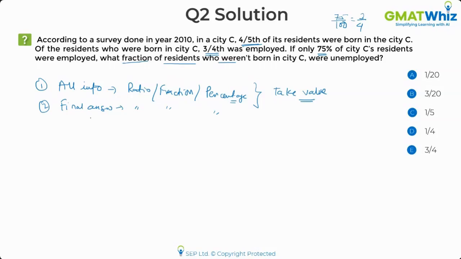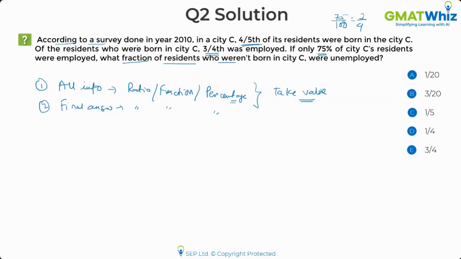But as long as every piece of information is in ratio or fraction, and the final answer is in ratio or fraction, you don't even need to think twice. That's a clear indication. Take a value, solve the question. Obviously a variable will also work, but take a simple value and move ahead. Now, if I have to take a value here, the easiest would be to take it as 100. So let me read it very quickly and see what I need to do here.